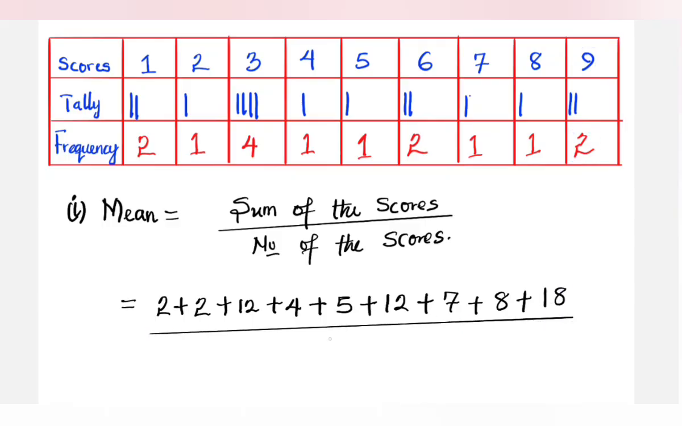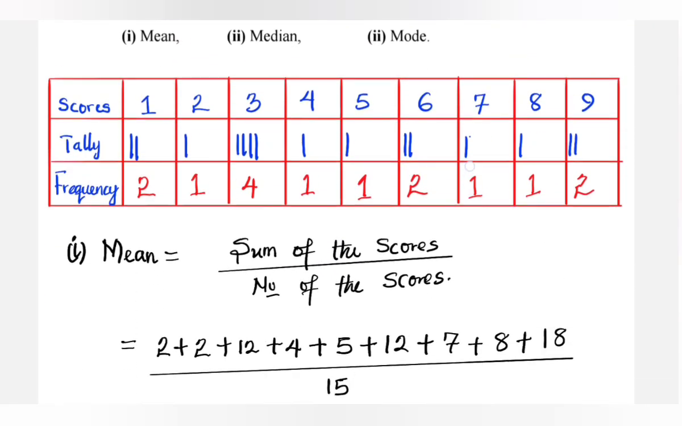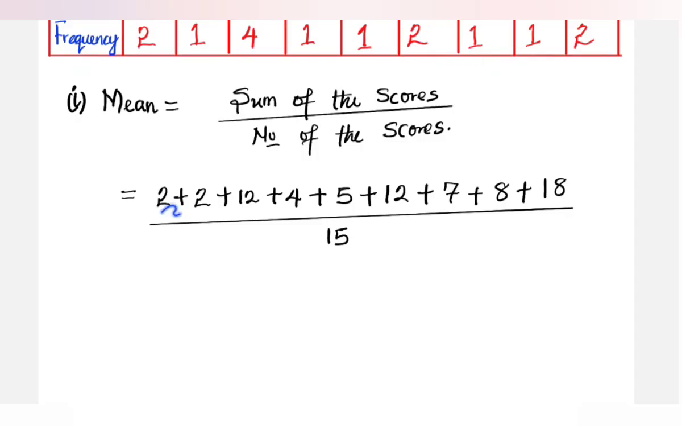Everything all over the number of scores, which is 15. When we count all these scores, it gives us 15. By adding these values together, we obtain 70 over 15. Dividing 70 by 15 gives us 4.666. So our mean is equal to 4.666.